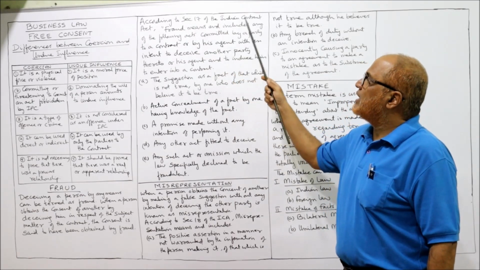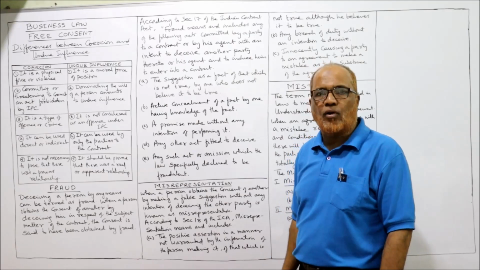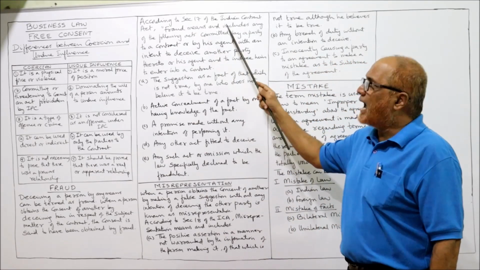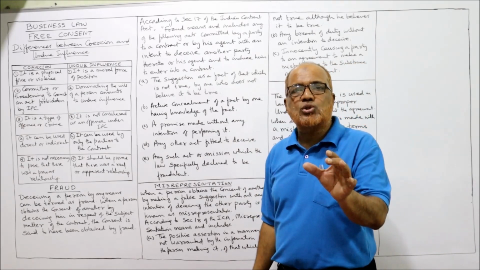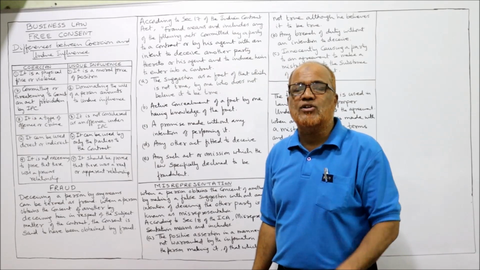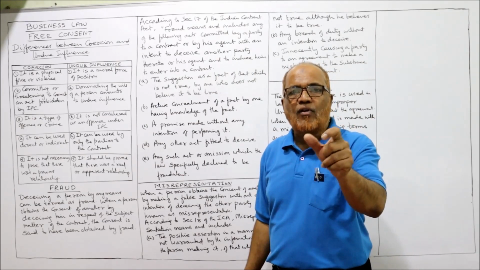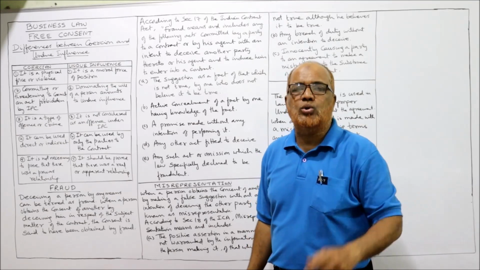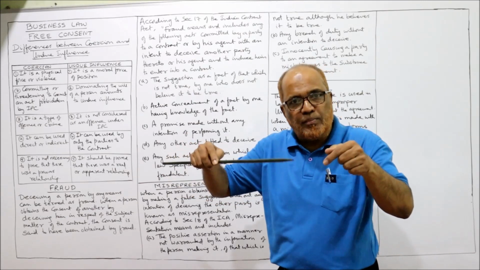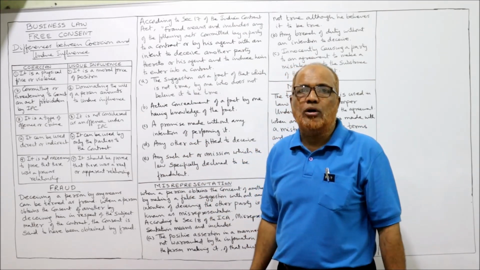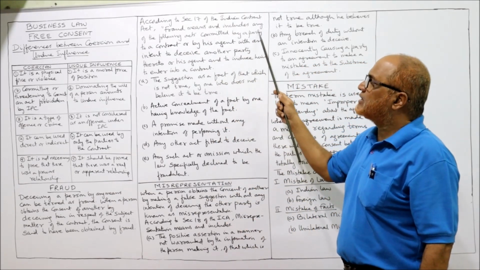Now, according to section 17 of the Indian Contract Act, section 17 defines the meaning of fraud. Fraud means and includes any of the following acts. See, the definition is not exclusive. It is an inclusive definition, because it is not saying fraud means this. It is saying fraud means and includes. And includes means apart from the given list, other items may also come under the category of fraud.